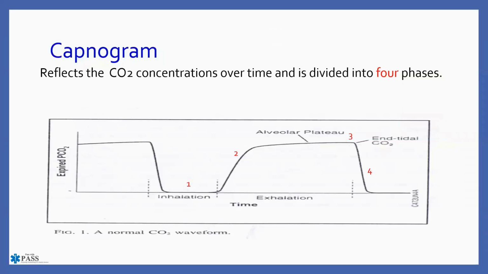Okay, it's 10:13. I'm going to go ahead and pick back up here on looking at the waveform. So the capnogram, this reflects the CO2 concentration over time and is divided into 4 different phases. May not be real easy to see, but it's here in red. Phase 1, phase 2, phase 3, and then phase 4. So these are the 4 different phases that we're actually going to be looking at.